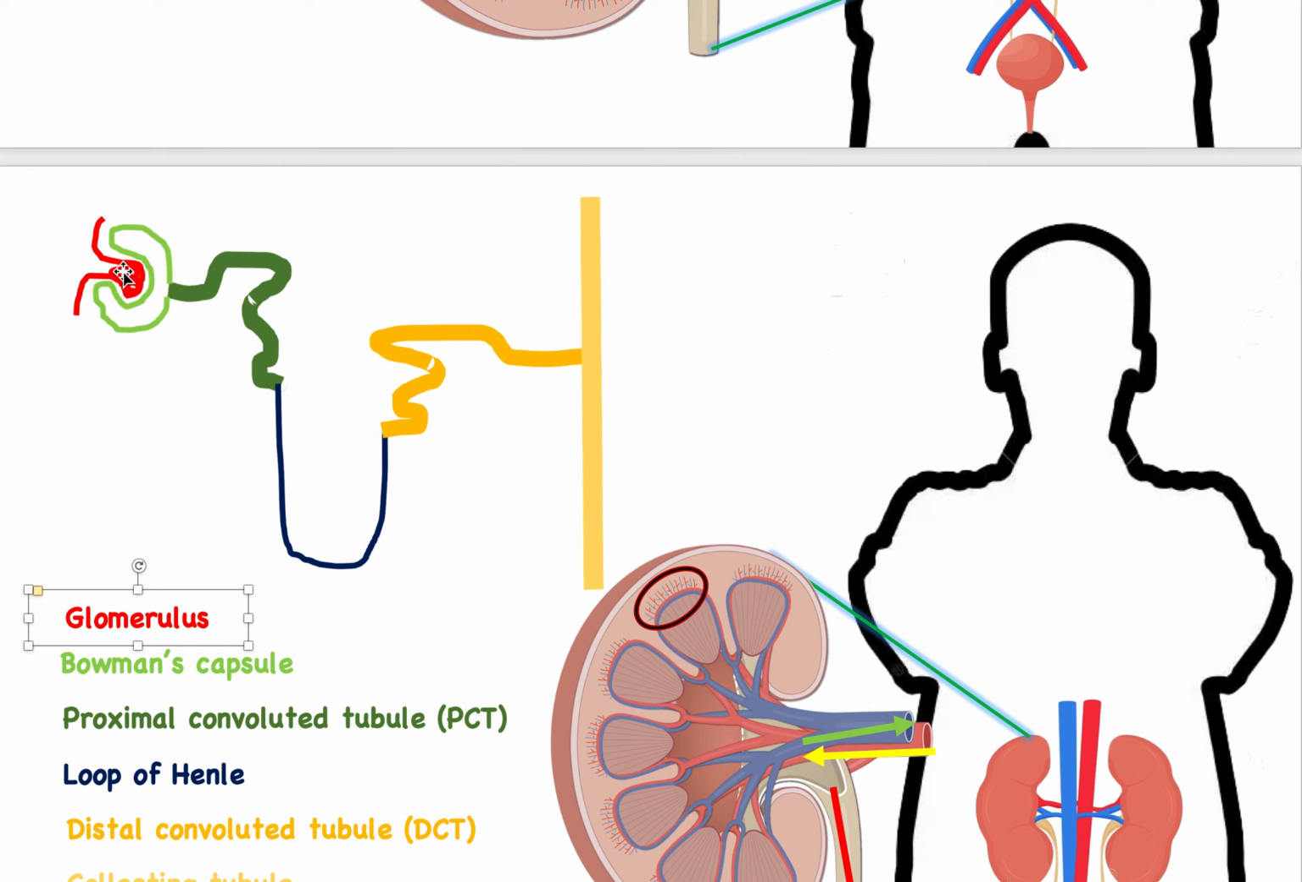Small arteries are called capillaries. So for now, I'll say the glomerulus is the small group of capillaries that enter one nephron. Remember, this is only one of the million in one of our kidneys.